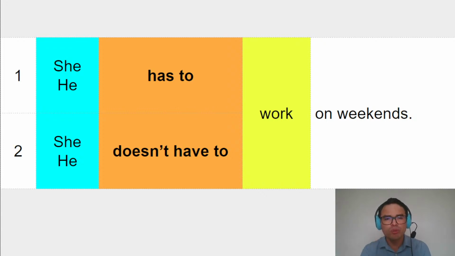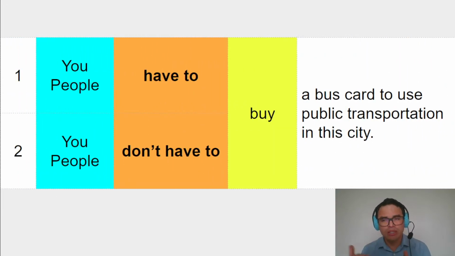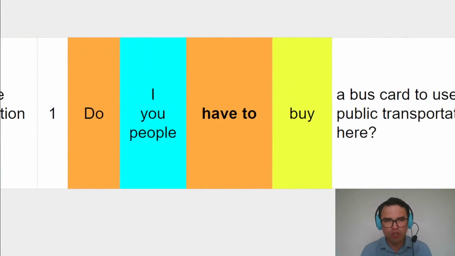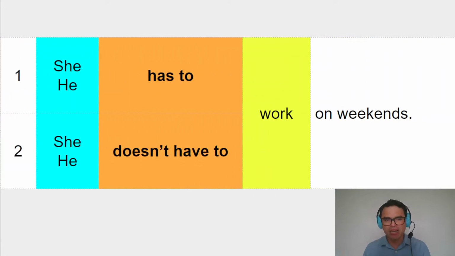Number one. Number two, she doesn't have to work on weekends. It's not necessary. It's not mandatory. She doesn't have to do it. You see? So you're using have to in the negative form, but what you are using in particular is the auxiliary does. So she doesn't have to work on weekends. When you talk about he or she, that is your auxiliary. If you're talking about you, people, as you can see here in number two, your auxiliary is don't. But if you're talking about a woman or a man, your auxiliary is doesn't.